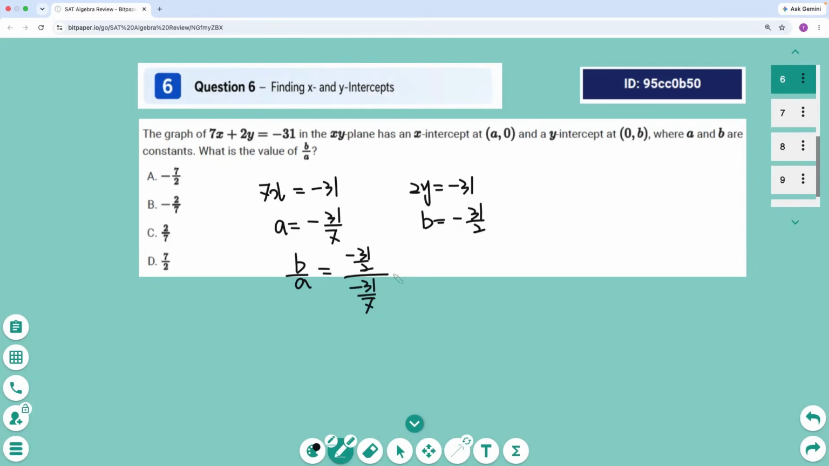To simplify this fraction, we can rewrite it as multiplication by the reciprocal. So negative 31 over 2 times negative 7 over 31. The two negative signs cancel out to be positive, and 31 cancels out from numerator and denominator. This leaves us with 7 over 2, which corresponds to choice D.